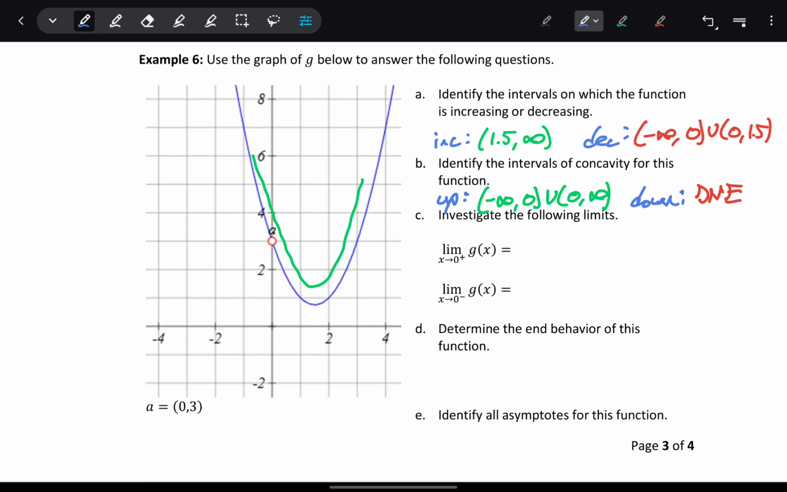We can consider the limit as we approach that discontinuity point. As we approach 0 from the right, we're approaching a function value of 3. As we approach 0 from the left, we're also approaching a function value of 3. Since the function is undefined at x equals 0, but the two one-sided limits are equal, that means that the limit as x approaches 0 of g of x is equal to 3 and tells us that we have a point discontinuity.